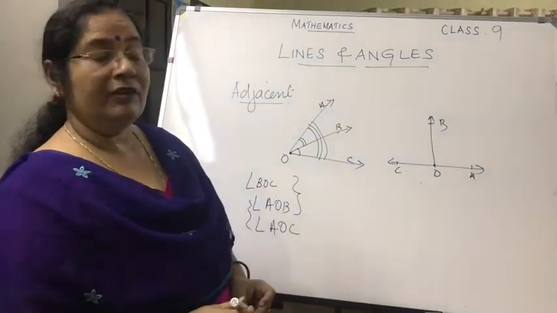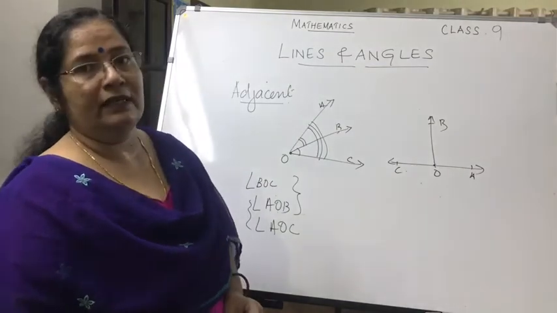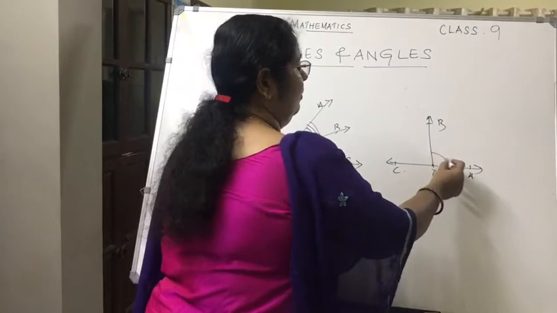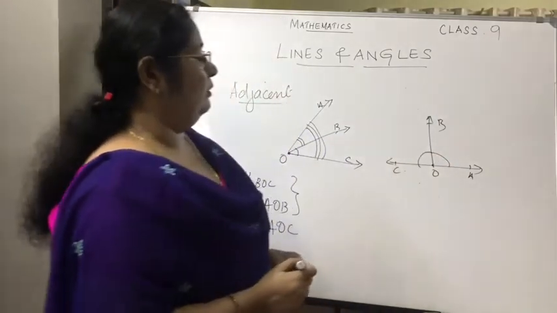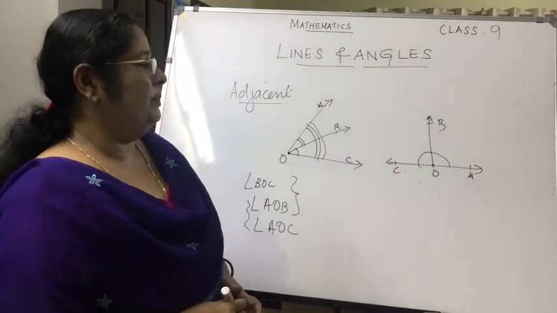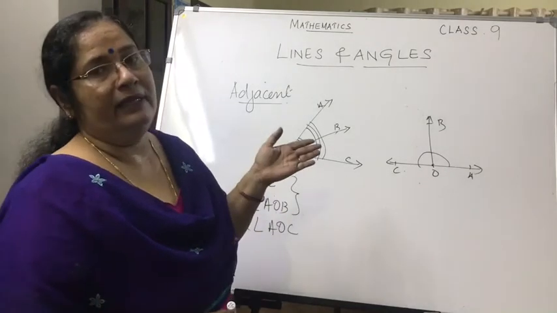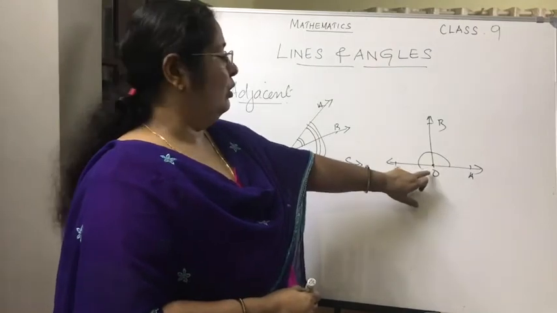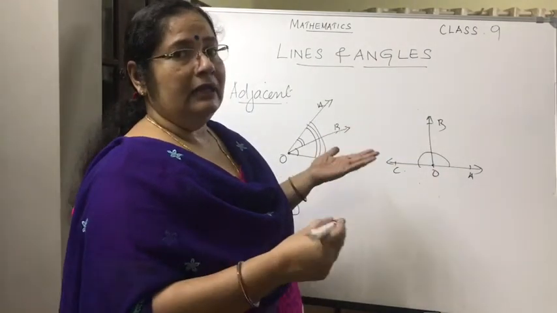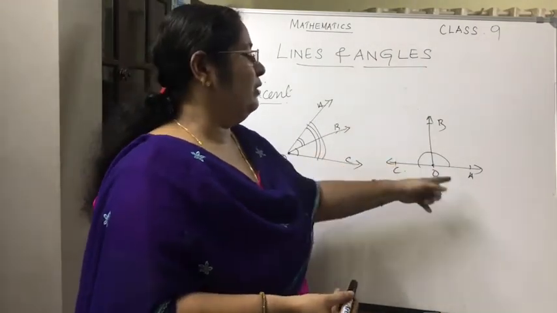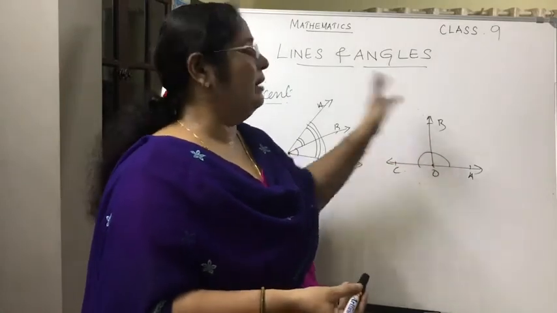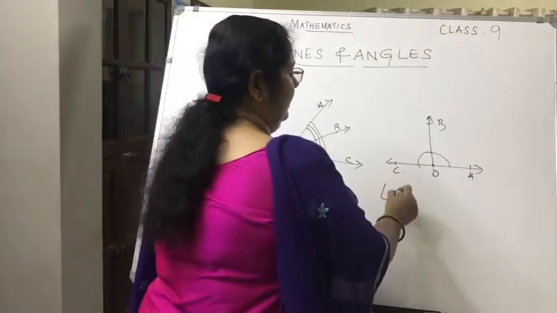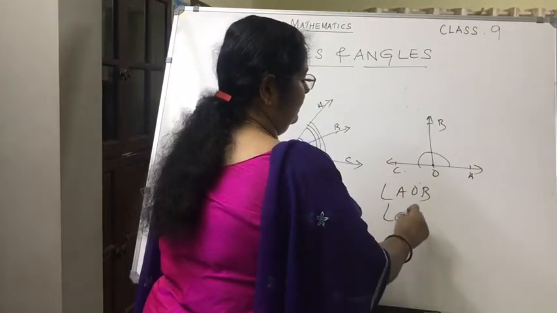You are having three rays OA, OB and OC. So, which are the adjacent angles? Angle AOB and angle COB. They are the adjacent angles. How do you know? Common vertex O, common arm OB. The uncommon arms OC and OA are placed on either side of the common arm OB. So, they are adjacent angles, angle AOB and angle COB.